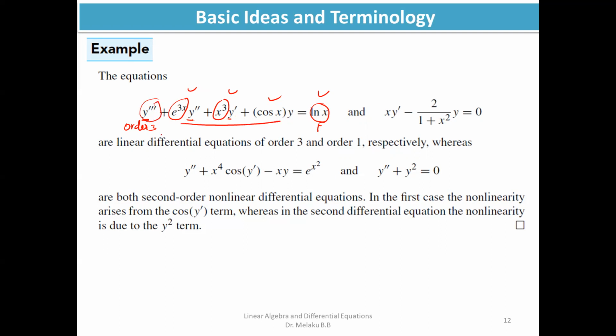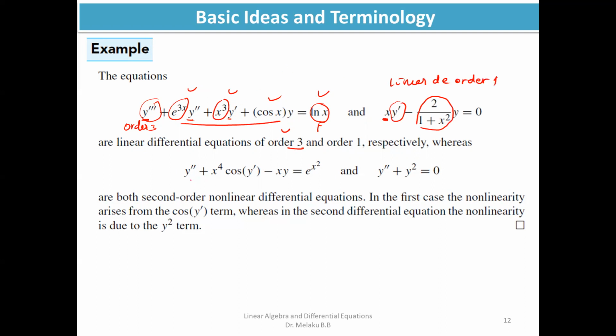Because the highest order is 3. It is a linear differential equation. Yeah, good. How about this one? Here the highest derivative is 1, and the coefficients are functions of x. Here also we have functions of x. That's good. Therefore, we can say that this is a linear differential equation of order 1. This is order 1, linear order 1. This one is order 3.